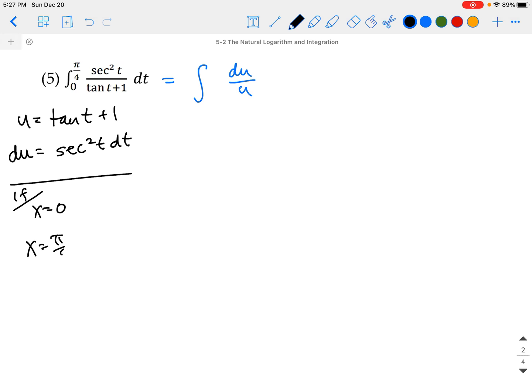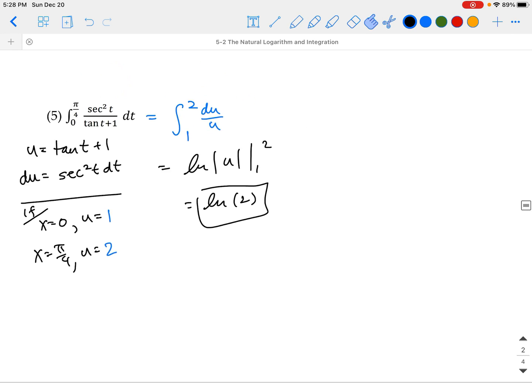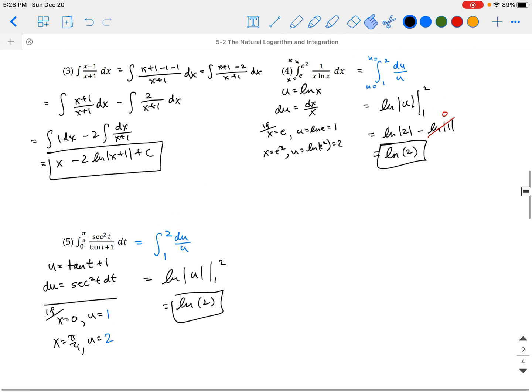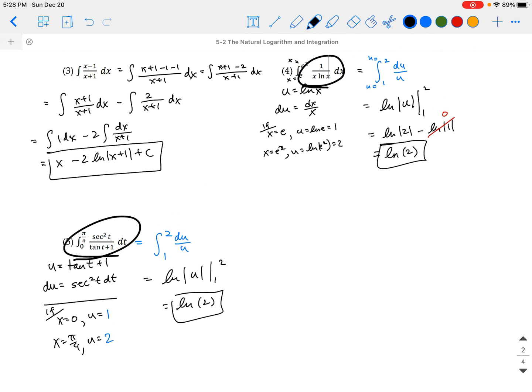x being 0, x being pi over 4, and how the change of variables will change our limits of integration. So if x is 0, tangent of 0 is just 0, so we get 1, or 0 plus 1. And then tangent of pi over 4 is 1, so we just get 2, which means that we get the exact same integral as number 4. So this is the natural log of u, evaluated from 1 to 2, which will still just give us natural log of 2. Which means if you graph both of those functions, so 1 over x ln of x and this trig function, completely different functions, but they have the exact same area bounded.